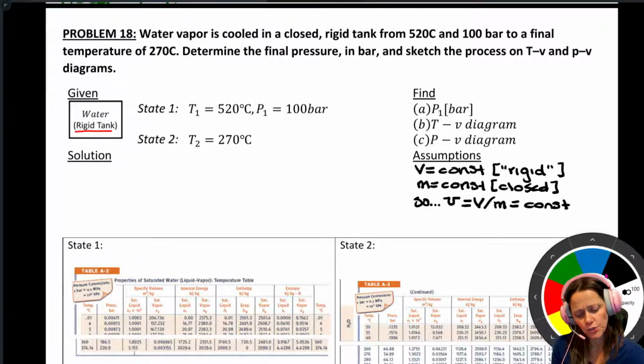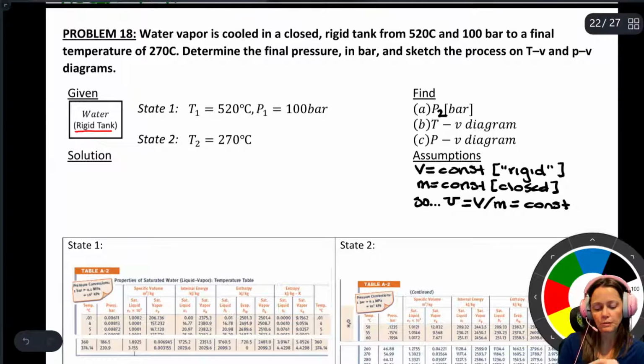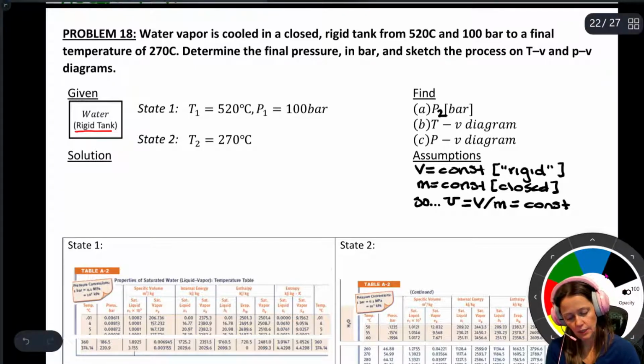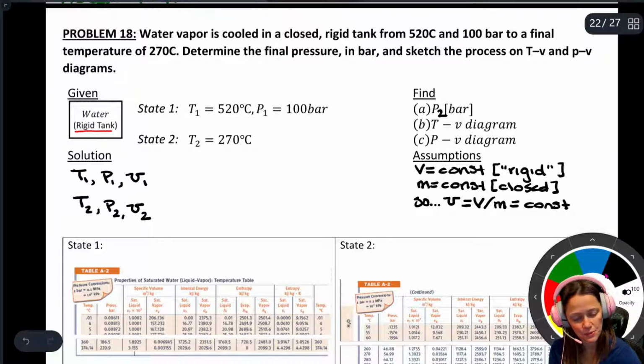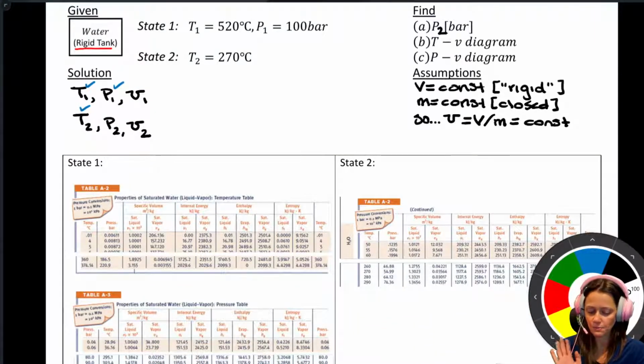All right, and we wanted to find the final pressure, and I'm sorry, that's not P1, that's P2. We want to find the final pressure in bar, and then we want to sketch it on a T-v diagram and a P-v diagram. Perfect. So in order to solve that, I need T1, P1, v1, T2, v2, P2. All of those things. So of course I know T1 and T2. I've got P1, and then if I figure out what v1 is, I'll have already figured out v2, and I just need P2. So I'm close, almost there.